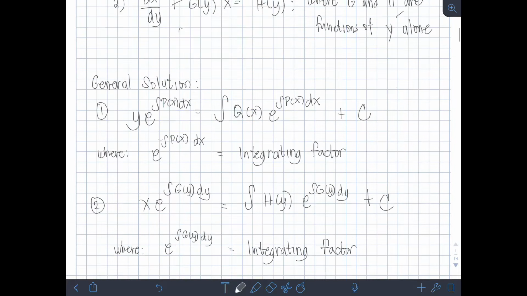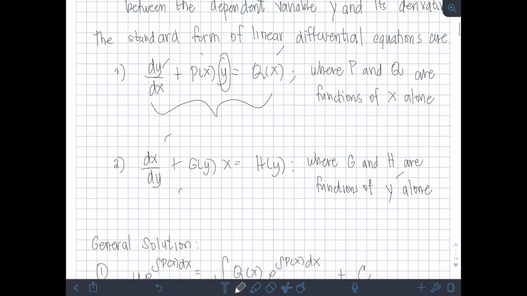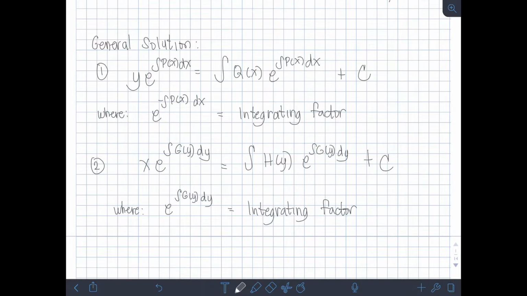Okay, so ito yung general solution for linear differential equation. So, para dun sa form 1, ito yung general solution niya. Y times e raised to integral ng p of x dx is equal to integral of q of x e raised to integral ng p of x dx plus c, where e raised to integral of p of x dx is called the integrating factor. So, ito yung integrating factor, siya yung magpapa-exact doon sa DE natin. So, part siya ng solution.